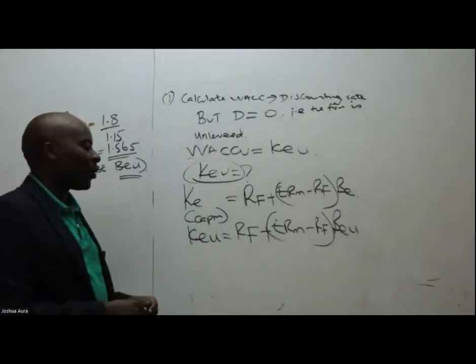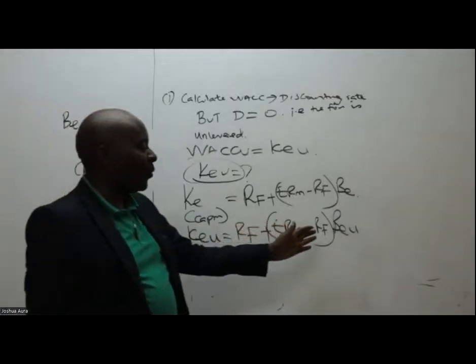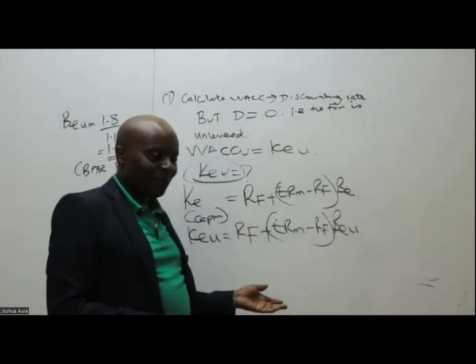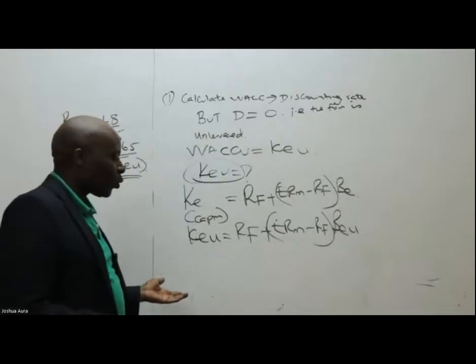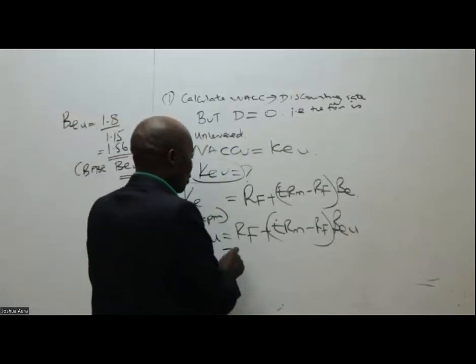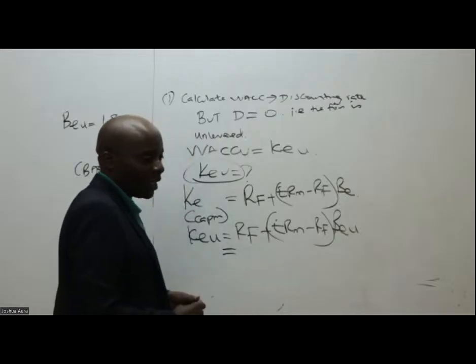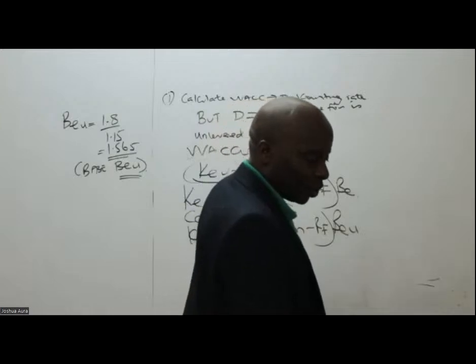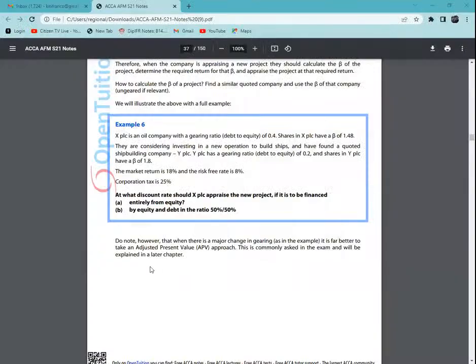So Q, I have to use BEU on the other side of the coin: beta equity of the unlevered firm of the industry that I'm going into. Ladies and gentlemen, are we aware, has this examiner given me the risk-free rate of return?